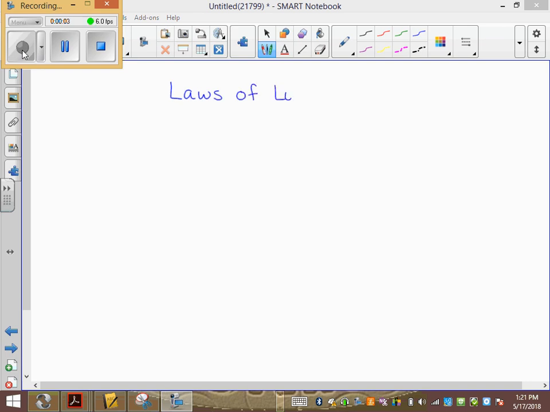Laws of logarithms. So we have laws of logarithms. Off of our formula sheet, we have 3 laws. We're going to start with the first one.